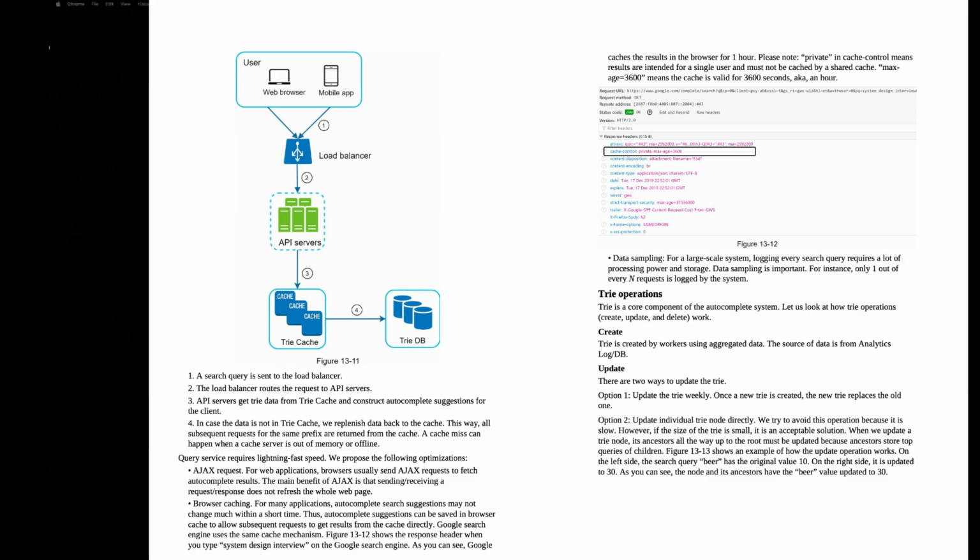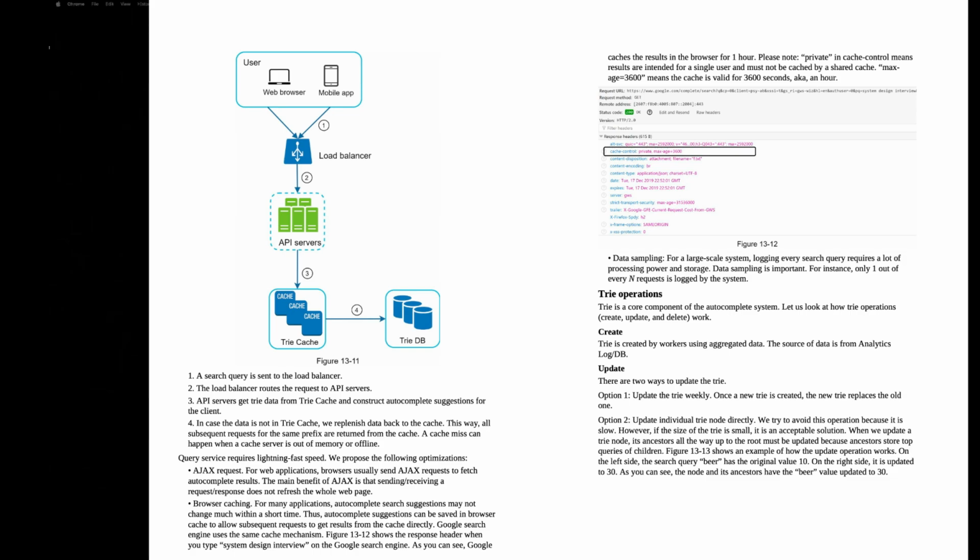Yeah, my screen is visible, right? Okay. So now data sampling for large scale logging: every such query requires a lot of power and storage, so we will sample it. Just to optimize this caching part. Many people get confused about why we are losing some data, but it's okay in this case.